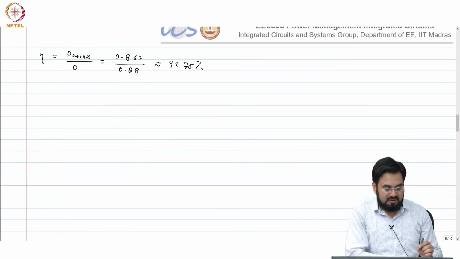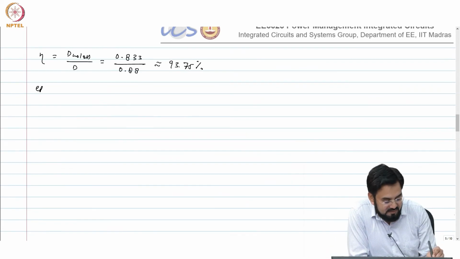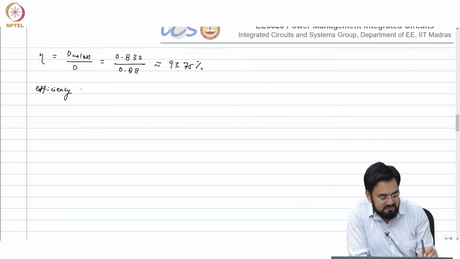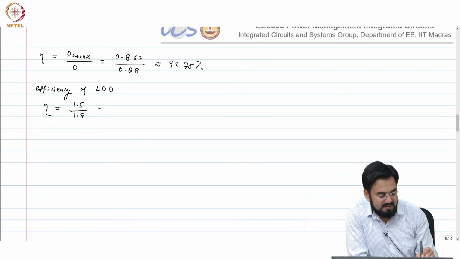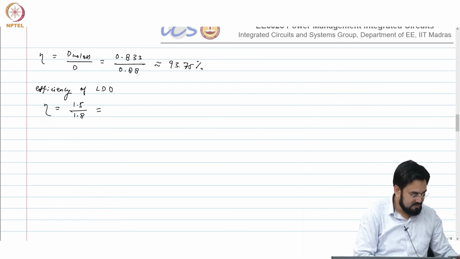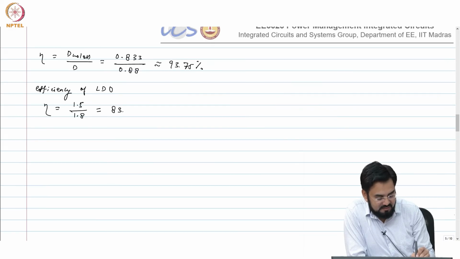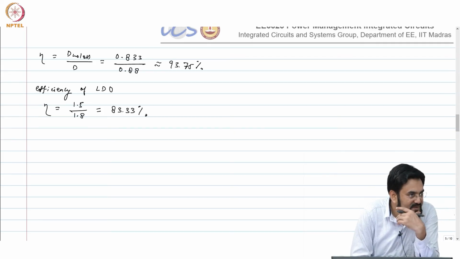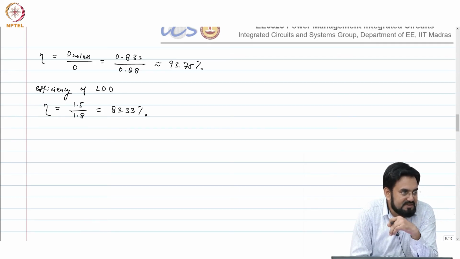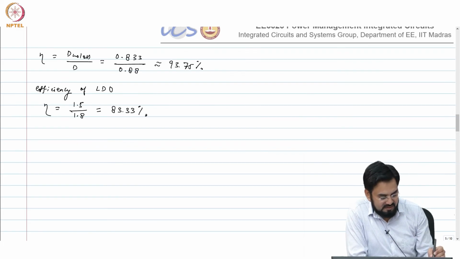Okay, so let's see if the same 1.5 volt was generated from an LDO. What will be the efficiency? 1.5 over 1.8, which is 83.33%. So almost 10% decrease in the efficiency, which is not that bad.